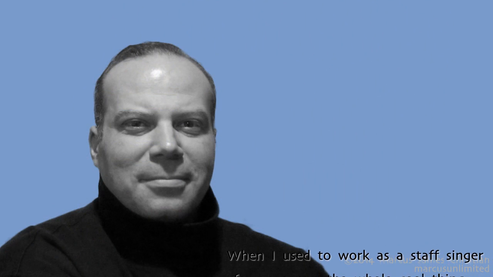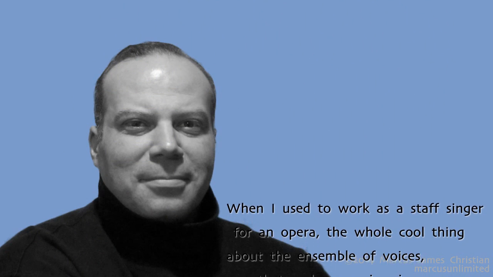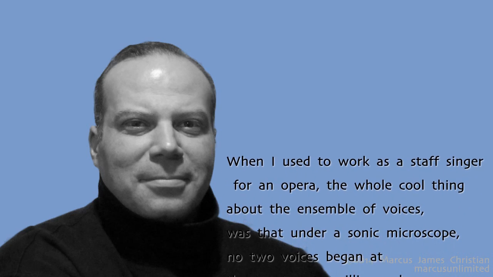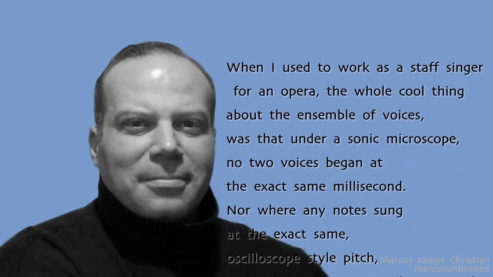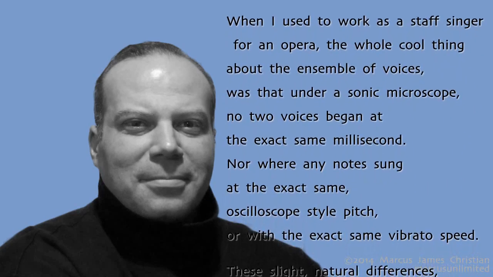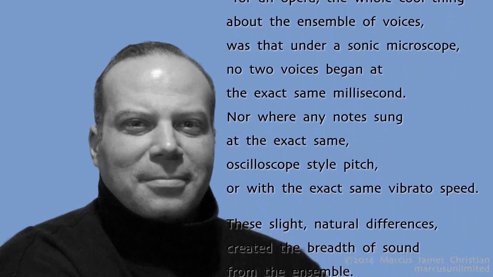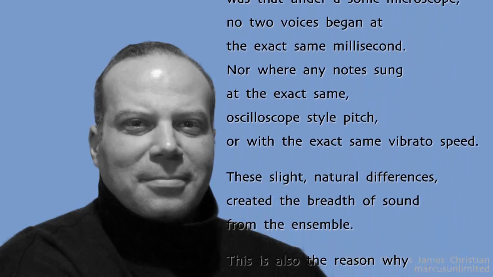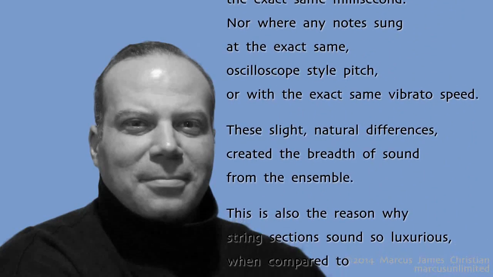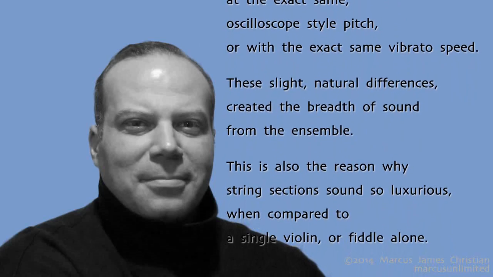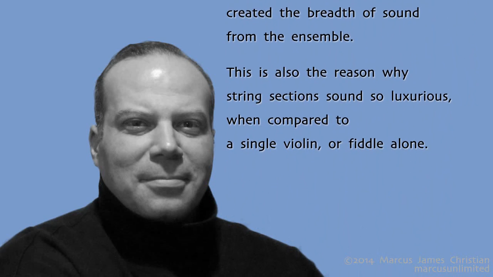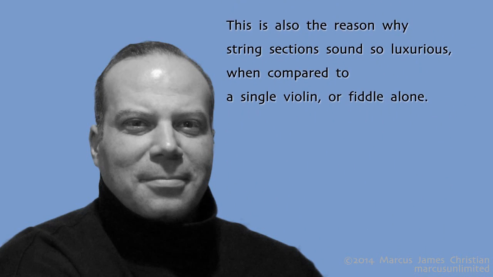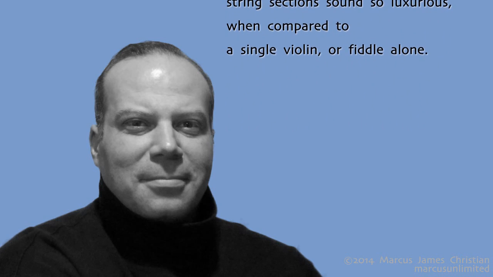When I used to work as a staff singer for an opera, the whole cool thing about the ensemble of voices was that under a sonic microscope, no two voices began at the exact same millisecond, nor were any notes sung at the exact same oscilloscope-style pitch, or with the exact same vibrato speed. These slight, natural differences created the breadth of sound from the ensemble. This is also the reason why string sections sound so luxurious when compared to a single violin or fiddle alone.